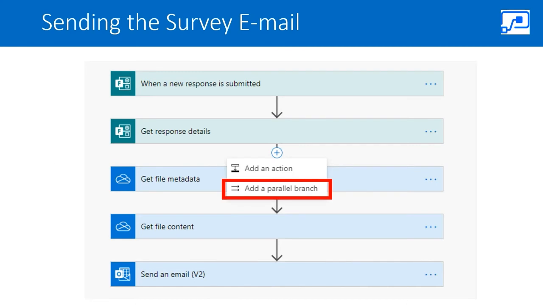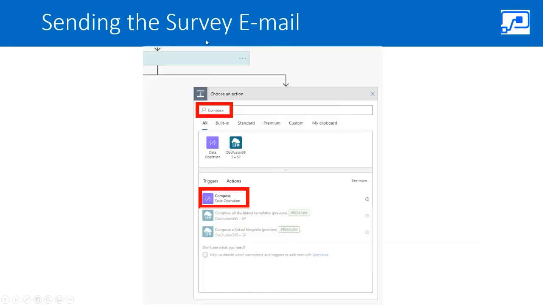In order to send the survey email, we will create a parallel branch. Instead of selecting Add an Action, we select Add a Parallel Branch. We will do this in between the Get Response Details and Get File Metadata steps. With parallel branches, both branches will run based on the one trigger which runs when someone submits the Microsoft form. Multiple parallel branches can be added if you would want to add other actions such as emailing out reminder emails.